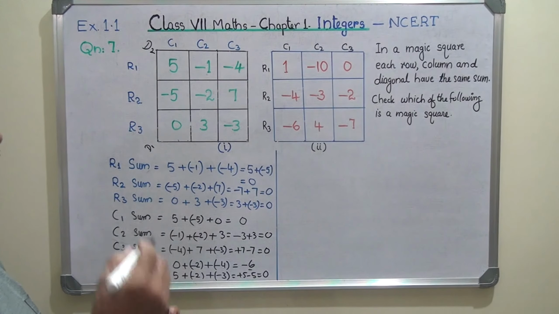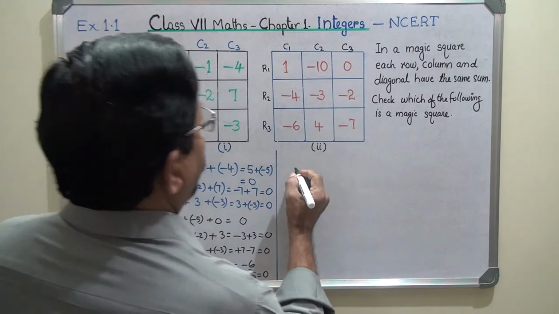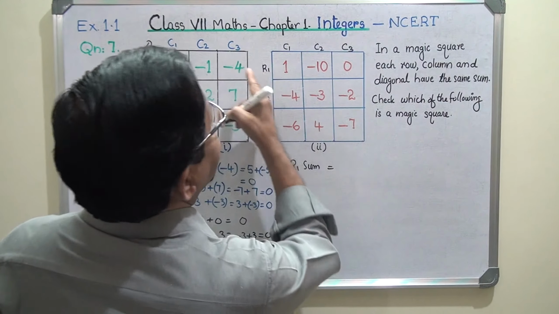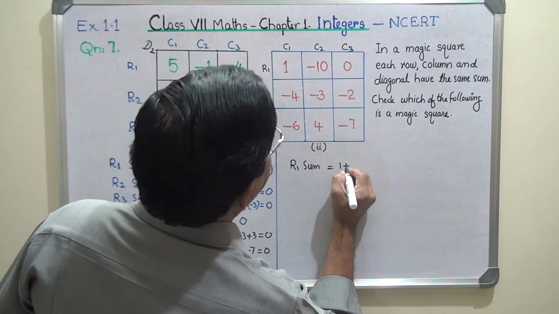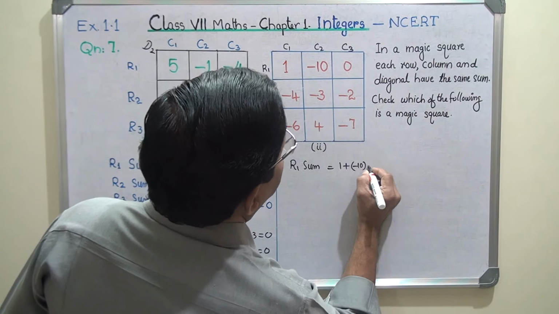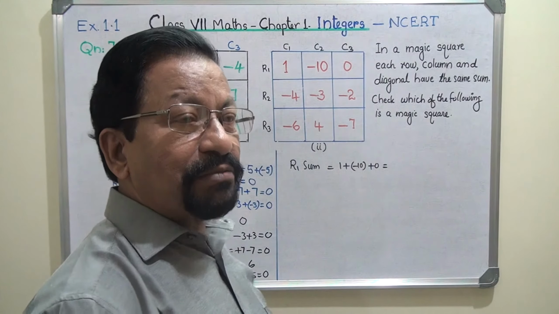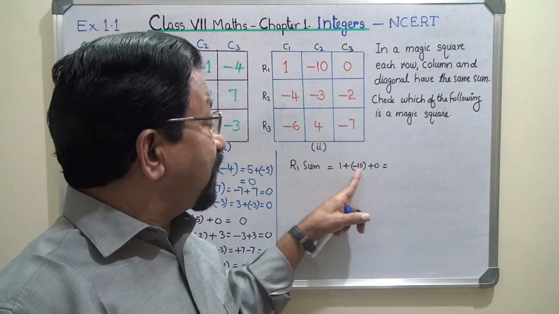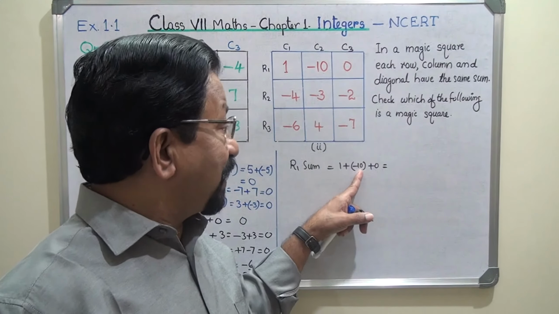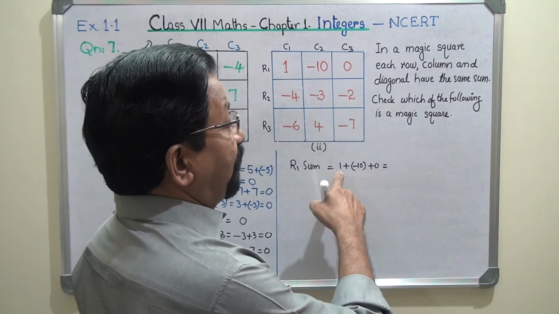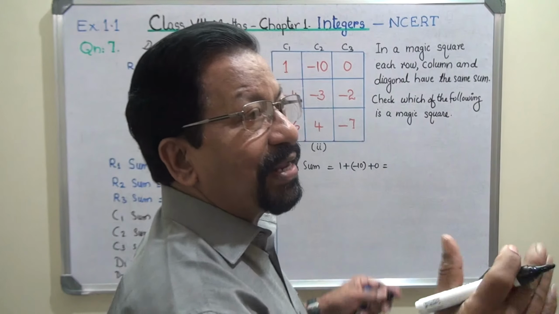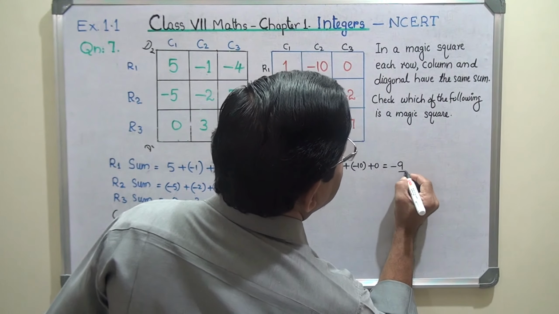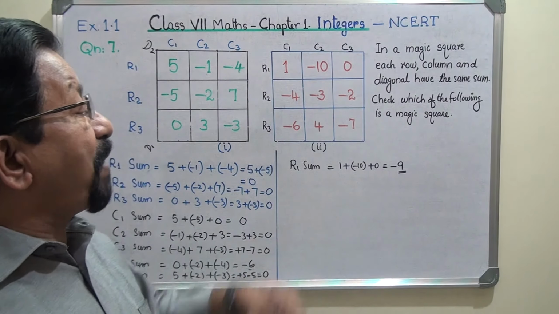Now we go to the second figure. R1, the sum of the first row, is 1 plus minus 10 plus 0, which is 1 plus minus 10. You are adding a positive integer with a negative integer, so take the difference. Take out the sign: 1 and 10, the difference is 10 minus 1, which is 9. Place the sign of the bigger number, 10, that is minus 9.